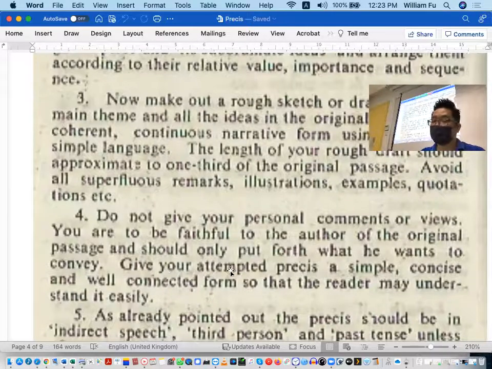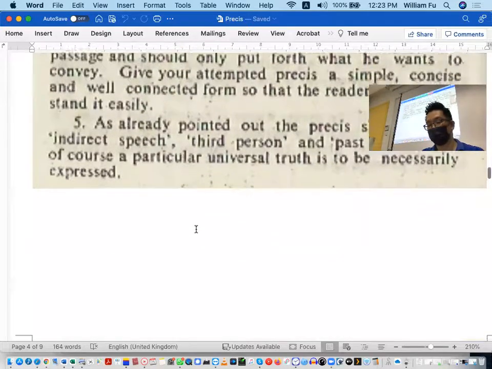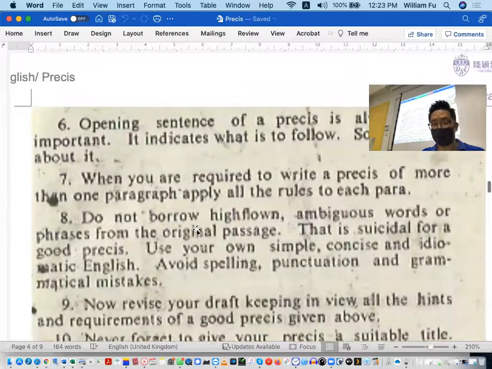Now, give your attempted précis a simple, concise, and well-connected form so that the reader may understand it easily. Number 5, as already pointed out, the précis should be in indirect speech, third person, and past tense, unless, of course, a particular universal truth is to be necessarily expressed. Okay.